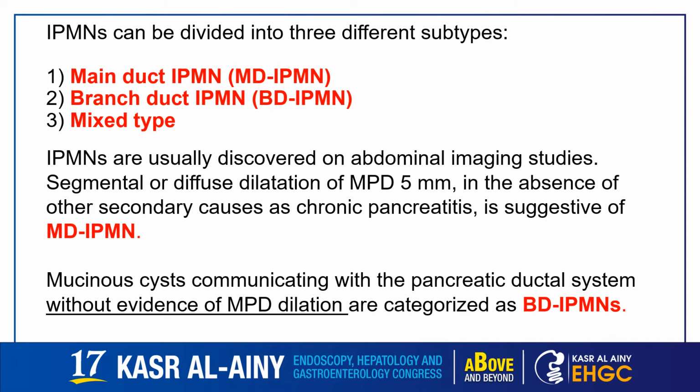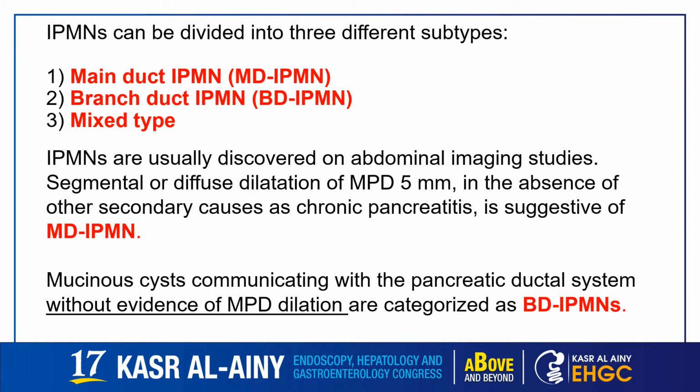IPMNs can be divided into 3 different subtypes: main duct, branch duct, and mixed type. They are usually discovered on abdominal imaging studies. A 5 mm segmental or diffuse dilatation of the main pancreatic duct, in the absence of other secondary causes such as chronic pancreatitis, is suggestive of main duct IPMN.